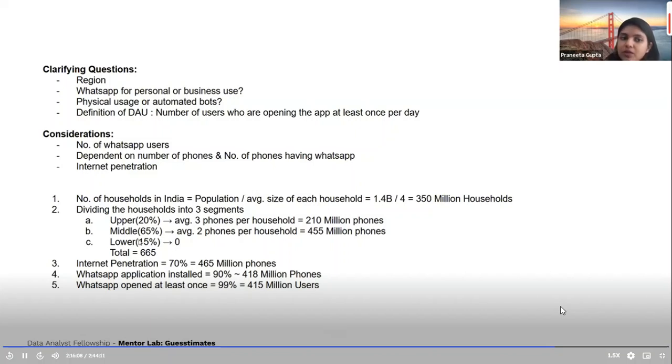210 million phones. Then for middle, I said an average of 2 phones per household, right? So here, Vansh, your age group ambiguity will go away. I don't have to look at age group. If I have, say, 4 people living, one grandparent, their parents and a kid also living, I said an average of 2 phones per house. Okay. And then that comes to 455 million phones. And for lower class, we're saying they don't have a smartphone. Basically I'm talking about smartphones. Okay. And then this comes to a number of 665 million phones.